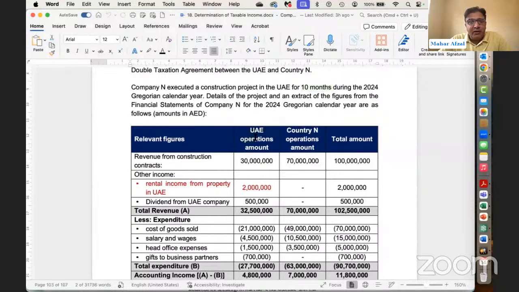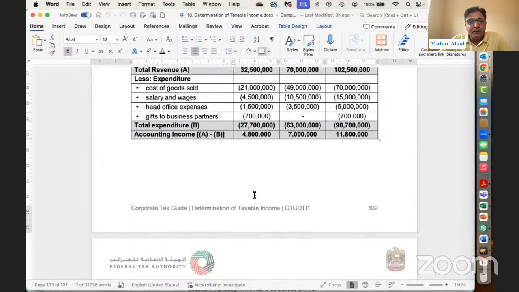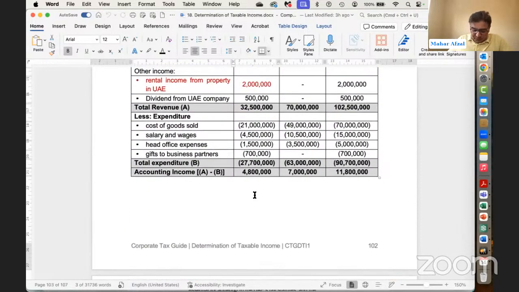Now we need to calculate the income of this PE in the UAE. We are not concerned with country and operation out of the UAE. We are concerned with the PE of the non-resident person in the UAE. The income is 44,800. This is my accounting income. Gift to business partner. Gift is not allowed. It will be added back.